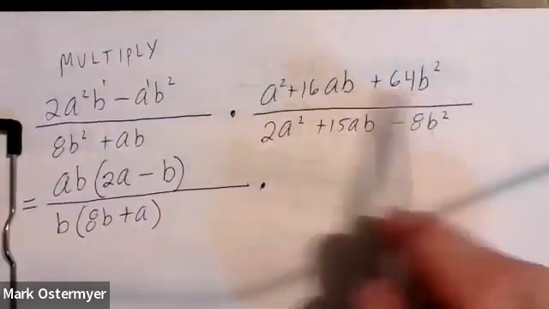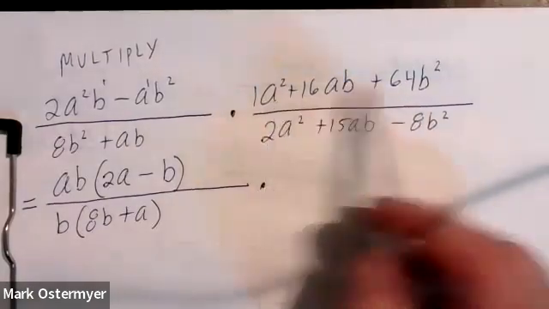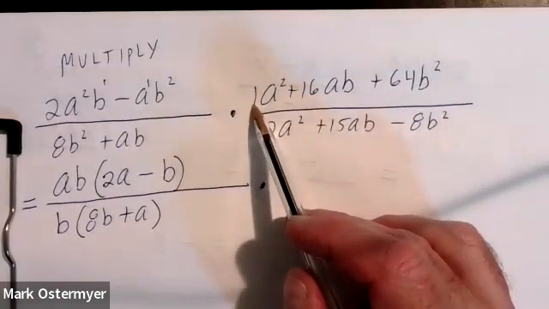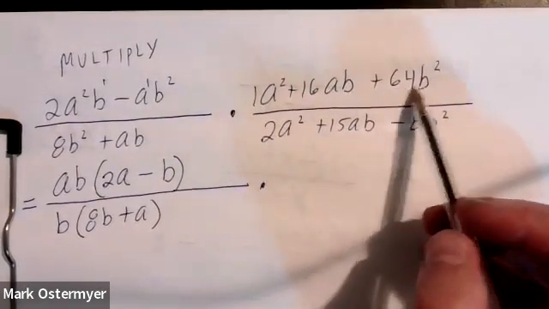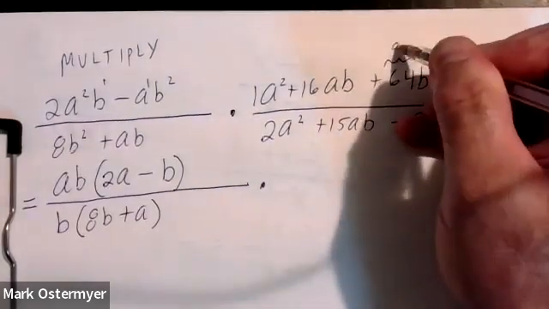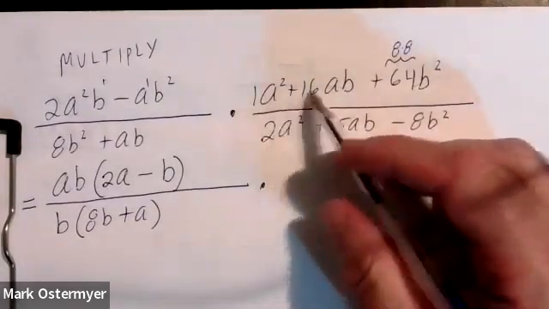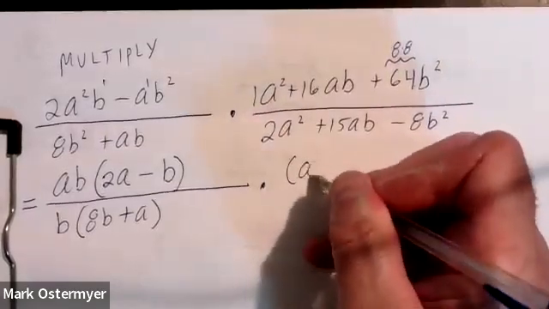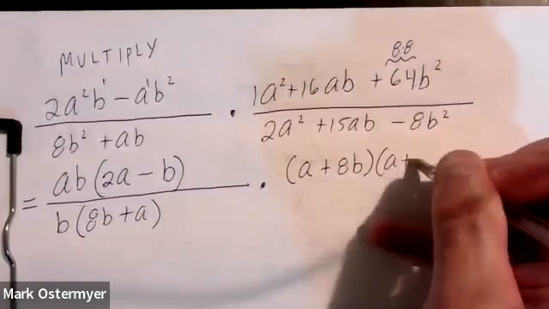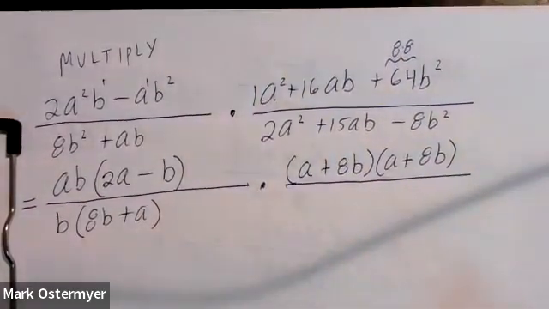Now, can we factor the numerator of this second rational expression up here? Notice it is a trinomial. There's nothing we can factor out of all three terms. It is a trinomial with a leading coefficient of 1. I need two factors of 64 that add up to 16, the middle coefficient. After some thought, I'm thinking 8 and 8, correct? So this trinomial factors into a plus 8b times a plus 8b. That would be its factorization. So that trinomial is factored.